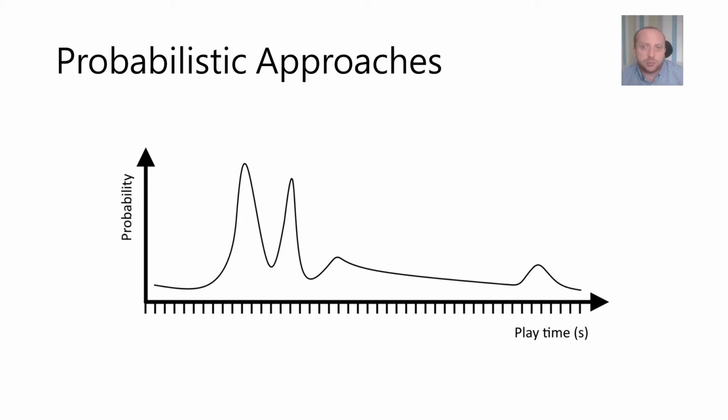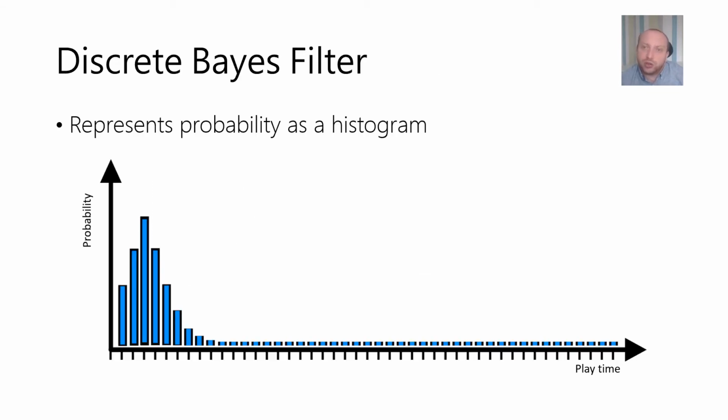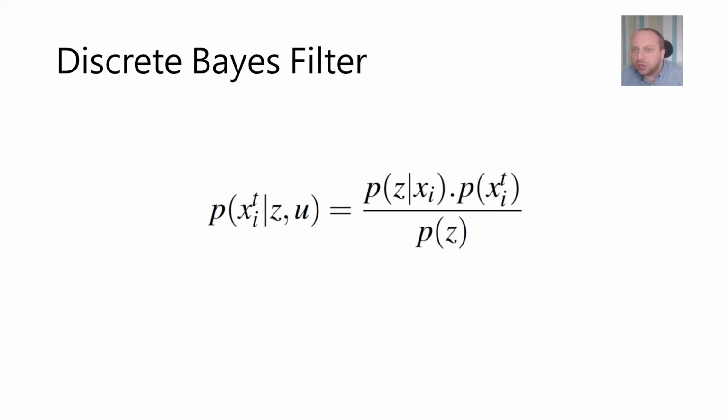Probabilistic approaches represent information as probability distributions over a range of guesses, whilst taking all evidence into account, and are typically more robust in the face of uncertainties. The discrete Bayes filter represents probability as a histogram, and the state we are trying to estimate is the playtime. For each discrete frame in the video, we have an associated probability which corresponds to our belief of where the user is in the video.